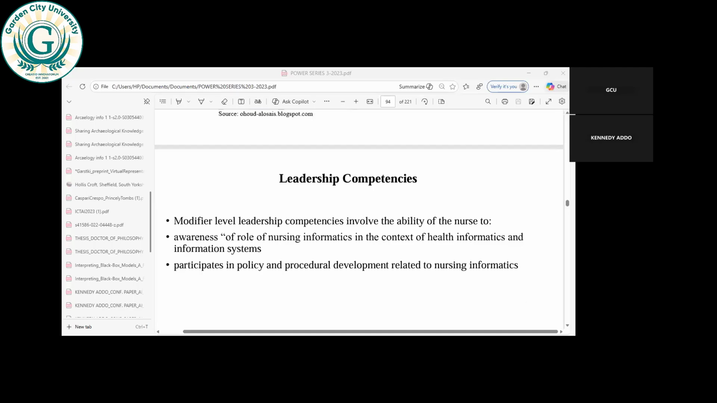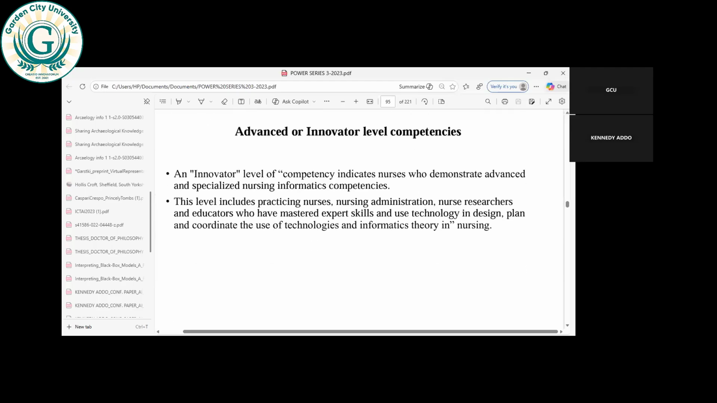Now let's make progress to the last one. That is the advanced or innovator level. An advanced or innovator level of competency indicates nurses who demonstrate advanced and specialized nursing informatics competencies. The first one, you have mastered expert skills and use technology in design, planning, and coordination in terms of the use of technologies. So what this means is that you have seen it all.